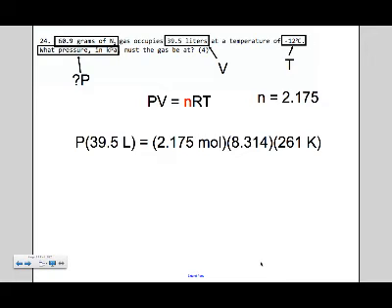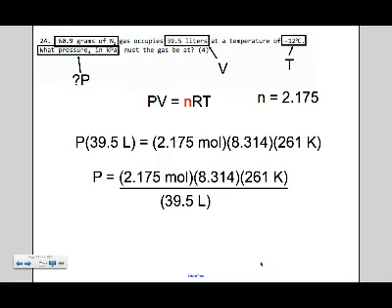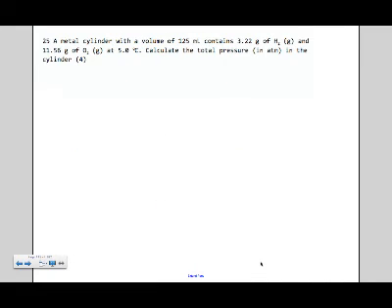So the pressure times 39.5 liters equals the number of moles, 2.175, times 8.314 times 261 Kelvin. Why did I use 8.314 for R? Well, because the question is asking us to give us pressure in kilopascals, so that's the value you have to use for R if you're talking about kilopascals. So if we do that out, we end up dividing by 39.5, and that gives us a pressure of 119 kilopascals.